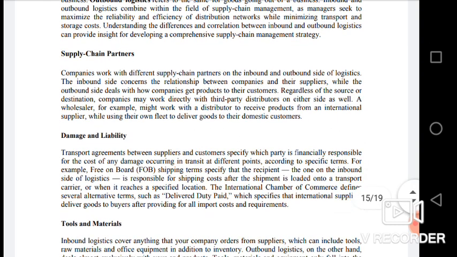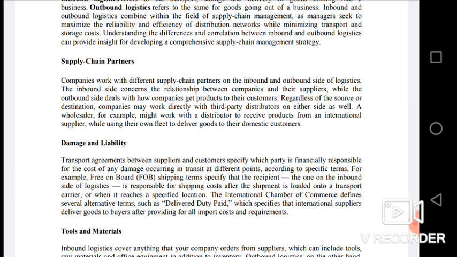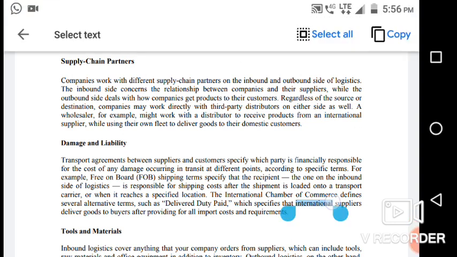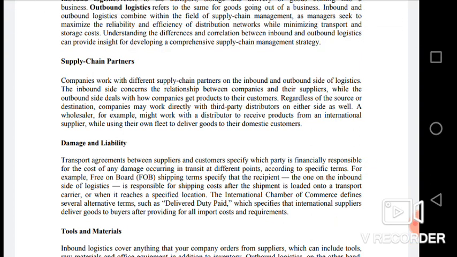Now we will talk about supply chain partners. There are some points under inbound and outbound SCM. First is the supply chain partners. Companies work with different supply chain partners on the inbound and outbound. Inbound side is the relationship between companies and suppliers. Obviously, the transport coming into our business will be from the supplier part. So the company must have a sound relationship with the suppliers, while the outbound is related to the customer. That means we are providing the final goods to the customer. Regardless of the source or destination, a company may work directly with third party distributors on either side, inbound or outbound.